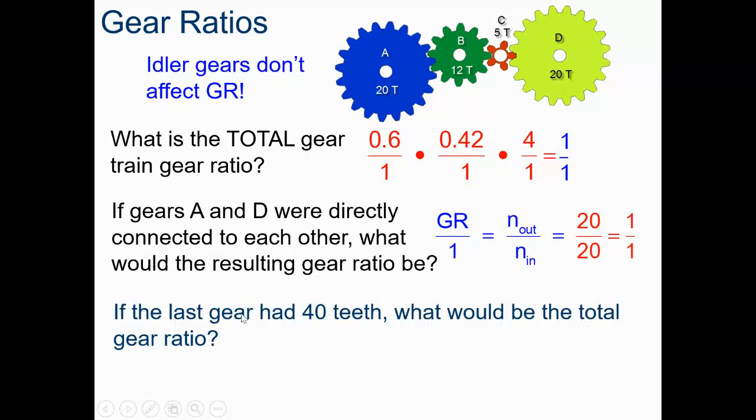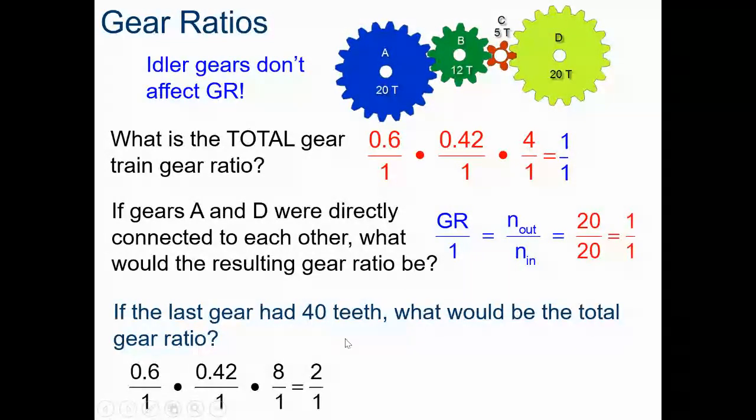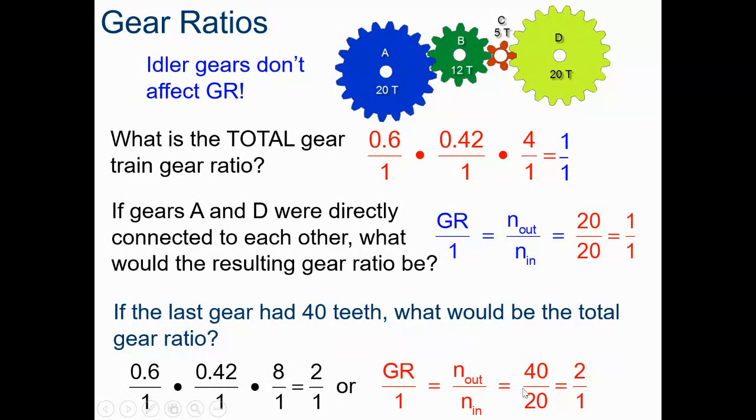So the next question says, well, what happens if the last gear is 40? So what if we make this D a 40-tooth gear instead of a 20-tooth gear? How does that change things? Well, that's just going to make this last ratio, instead of being 4 to 1, now 8 to 1. And if I multiply those together, instead of being 1 to 1, now it's going to be 2 to 1. But we could just figure that out if we said output over input. If this is 40 and this is 20, we'd get 40 over 20, which is 2 to 1. So it's the simpler way to go. Could you do it by multiplying all those together? You can, but we don't have to.